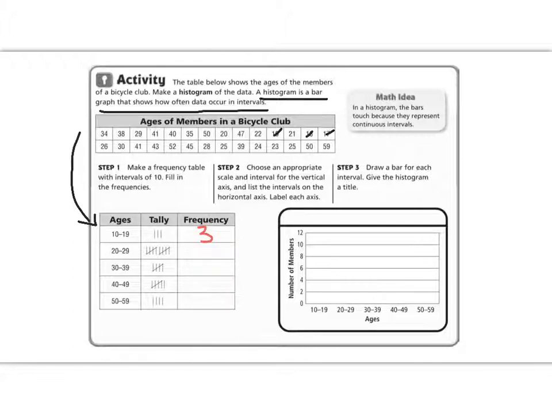The next one we have is 20 to 29. It says there's 10. Let's look for them. 1, 2, 3, 4, 5, 6, 7, 8, 9, and 10. Great job. We have 10 of those. The next one we have is between 30 and 39. It says there should be 5. 1, 2, 3, 4, and 5.